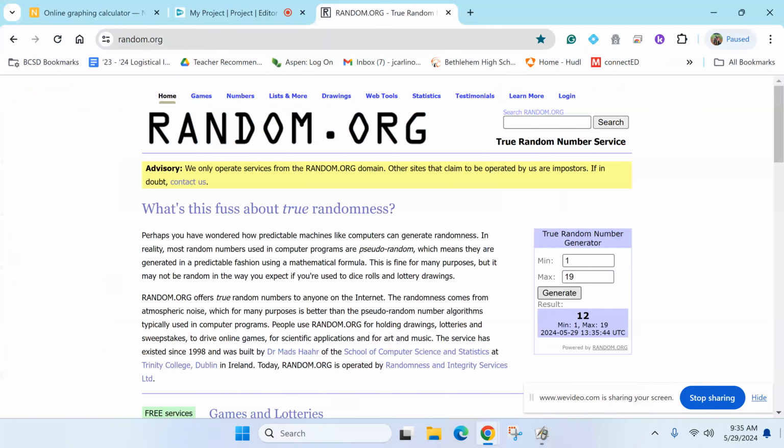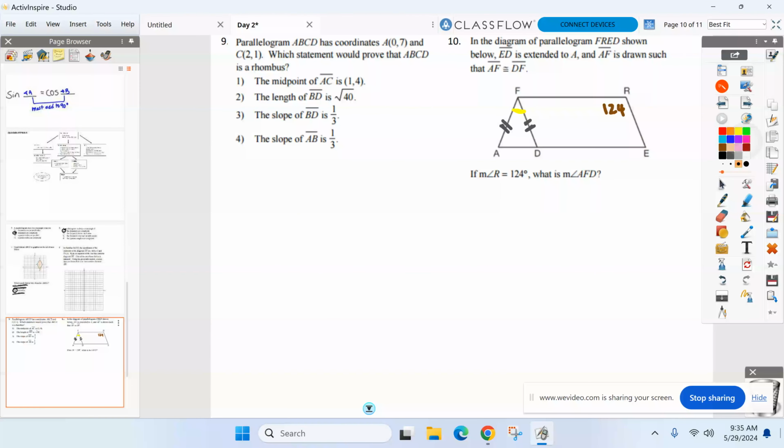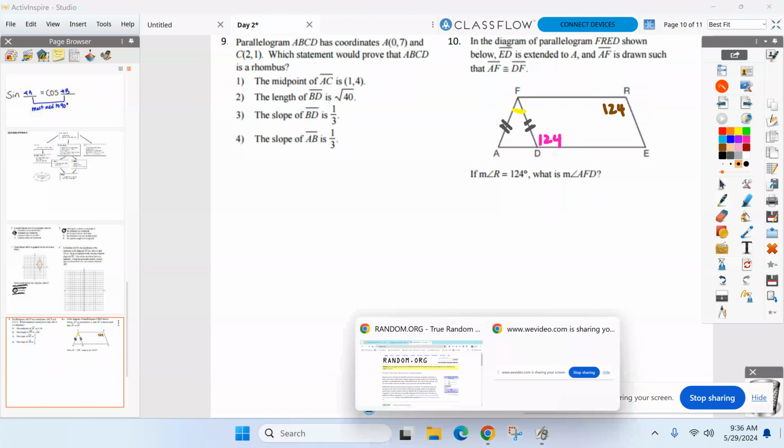Jordan, give me another angle you're confident in. Thank you. That's a property of a parallelogram: opposite angles congruent. Good start, Jordan. Good work. All right, give me another angle you're confident in because I don't think I can go right to the final answer yet.